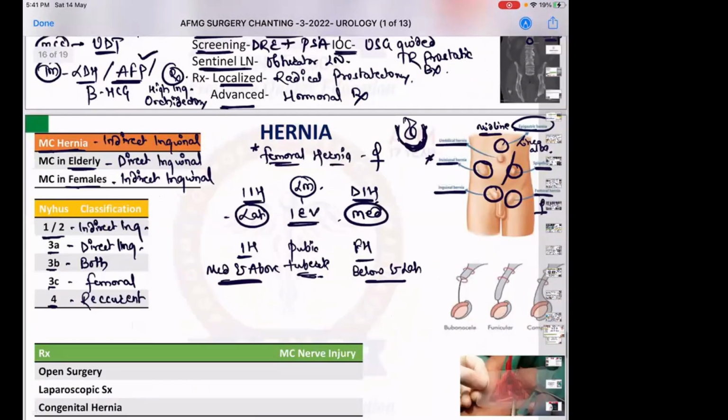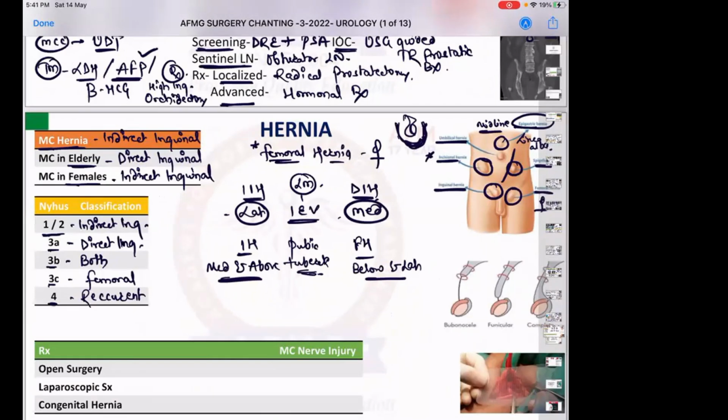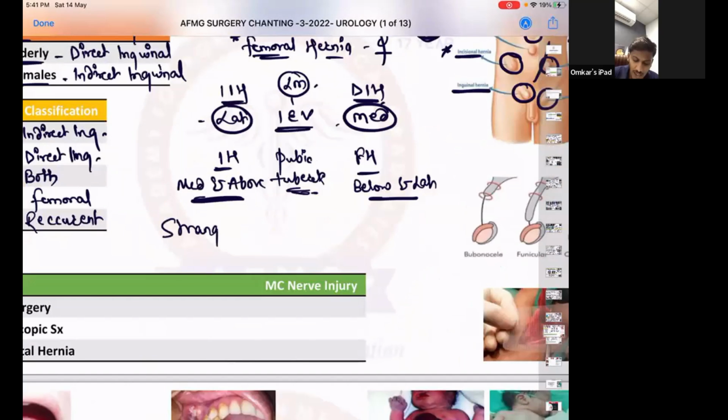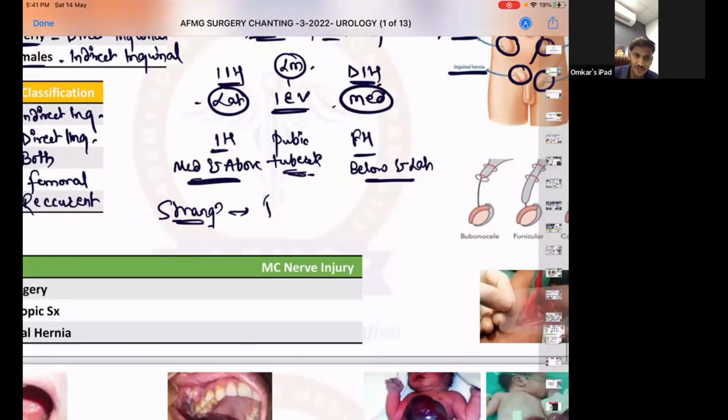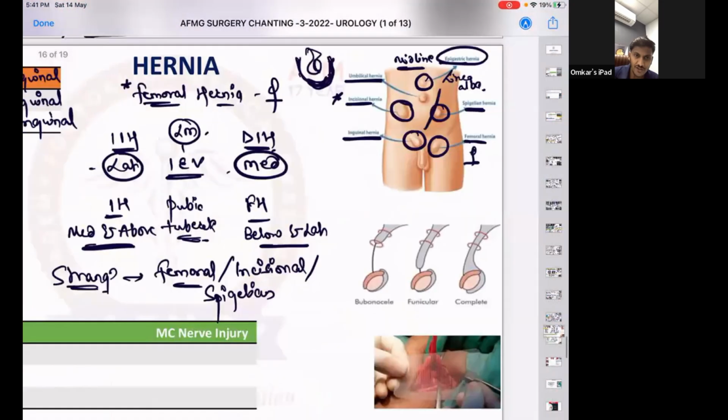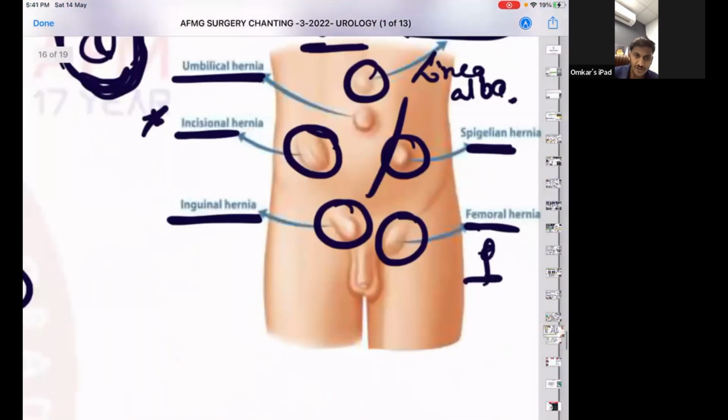But overall, strangulation is most common in which type of hernia? Please remember, it is the femoral hernia. Strangulation is also more common in incisional hernia, and also in Spigelian hernia, which is at the lateral border of the rectus abdominis.